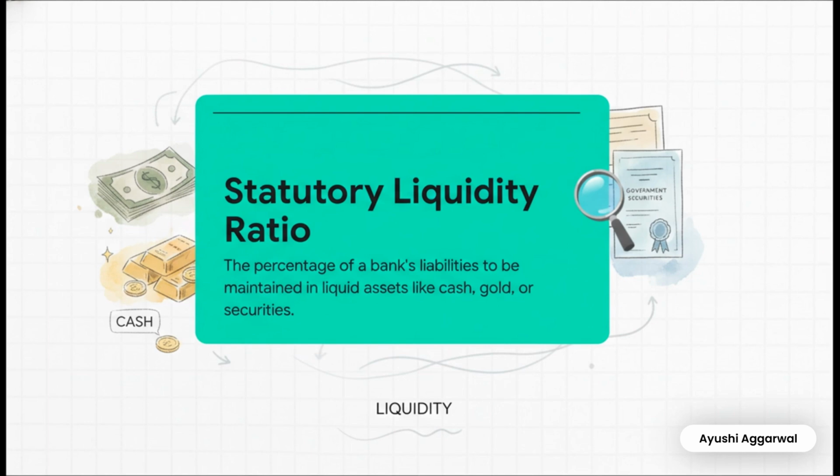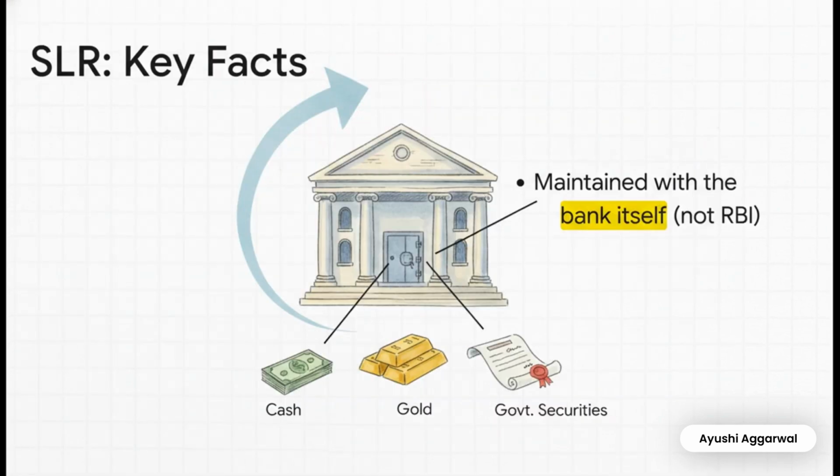Now, this is the percentage of a bank's liabilities that it has to maintain. But here's the twist. It has to maintain it with itself, and it has to be in the form of liquid assets, like cash, gold, or government securities. This right here is the single biggest difference between CRR and SLR. And believe me, it's a question they ask over and over again in exams.